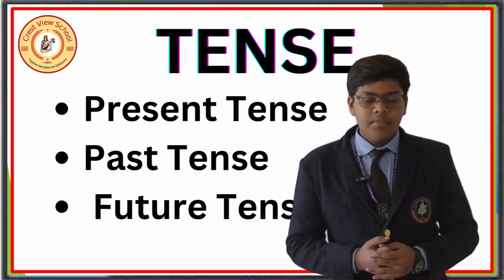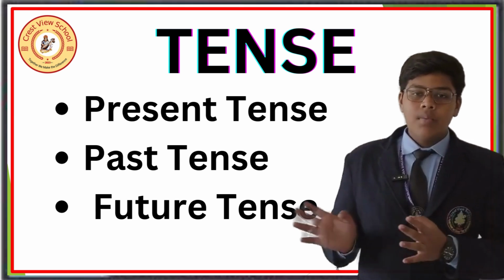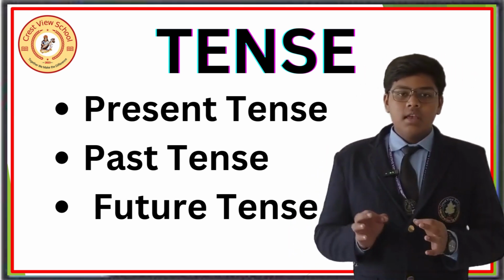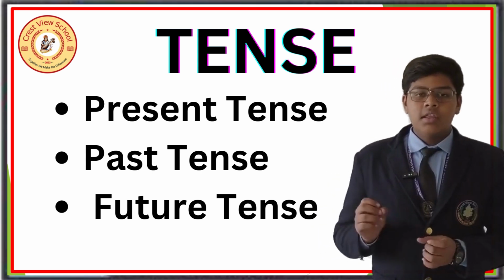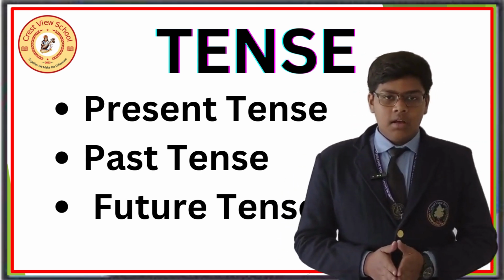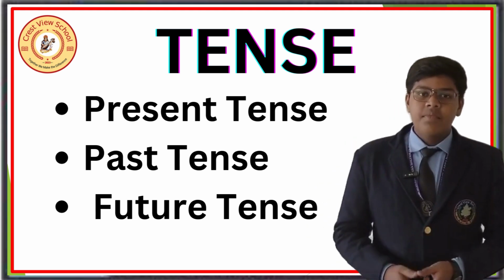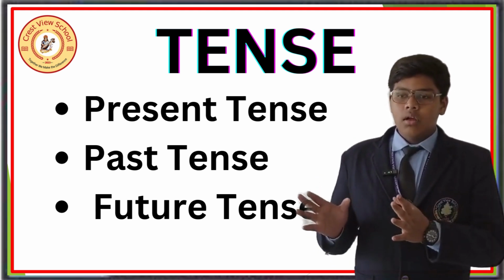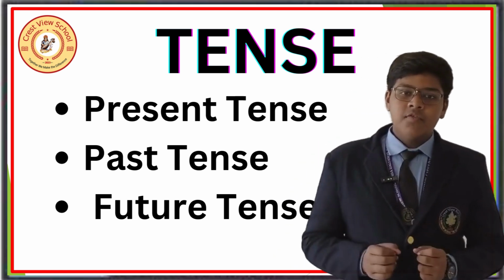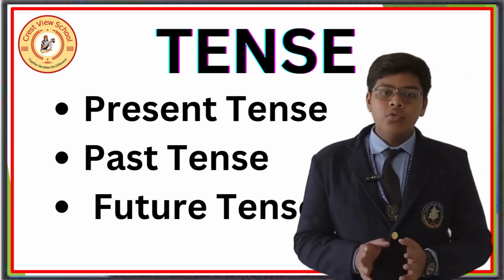That is, he goes to market. We use es with he because he is a singular subject. And the second example of present indefinite tense is: we go to market. So we use the verb's first form with we because we is plural.